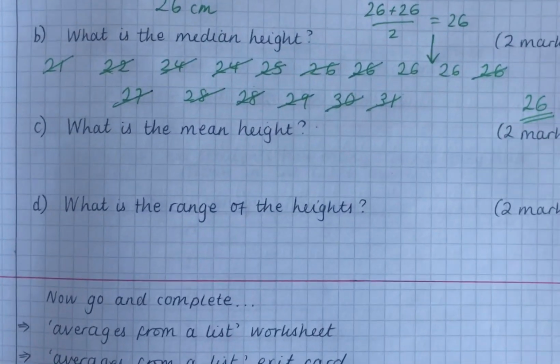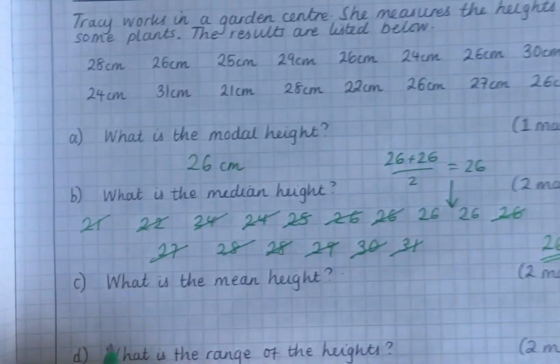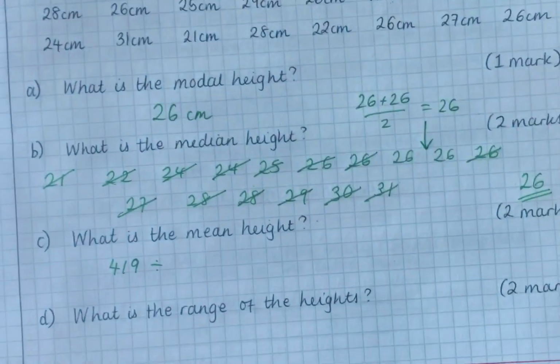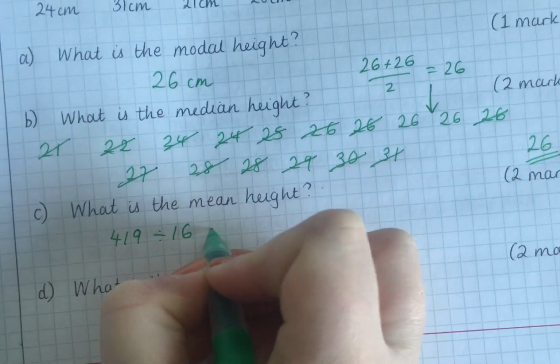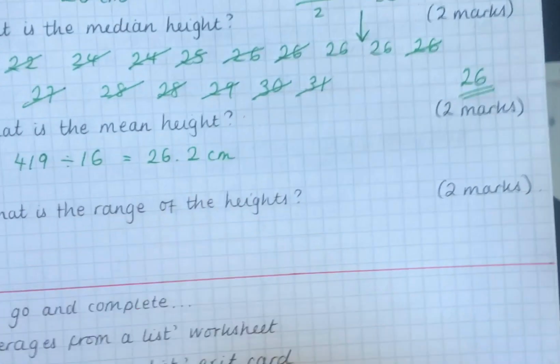Okay, the mean height, we have to add all these numbers up. So you add all these up, which I've done before, and I got 419. And you divide by how many there are. There are 16 numbers altogether, and you get an average height of 26.2 centimetres.